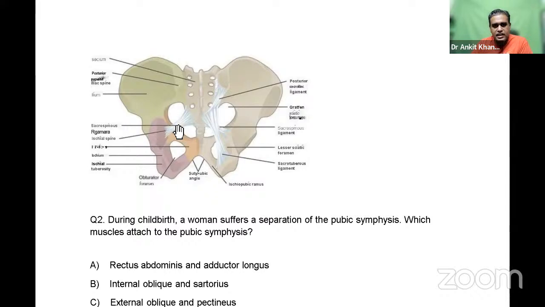The second ligament associated with sacrum is the sacrospinous ligament. This is sacrum to ischial spine over here. You see the sacrospinous ligament. Outside is sacrotuberous and deep to it is sacrospinous.